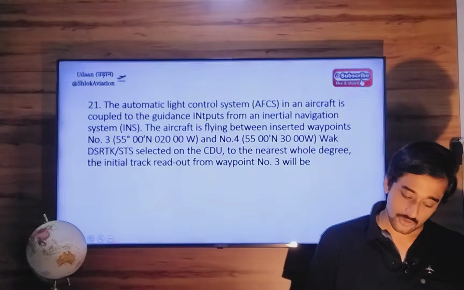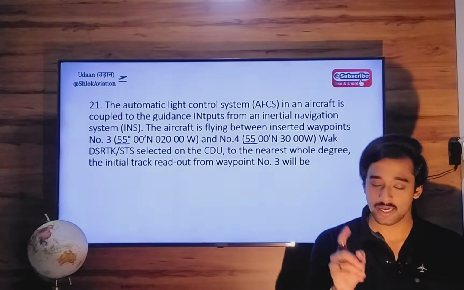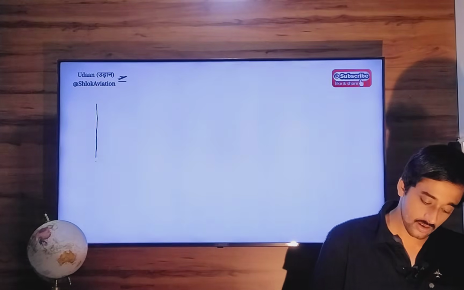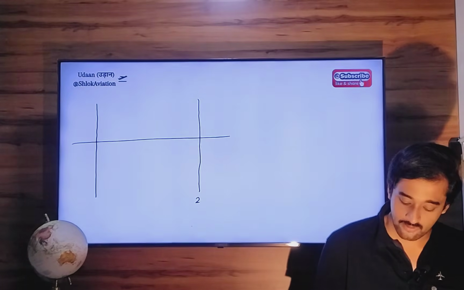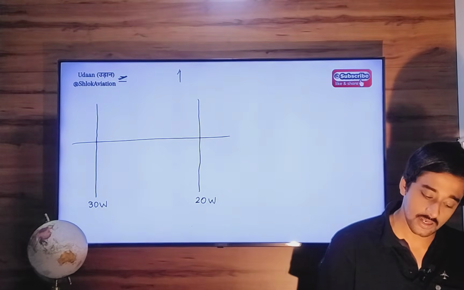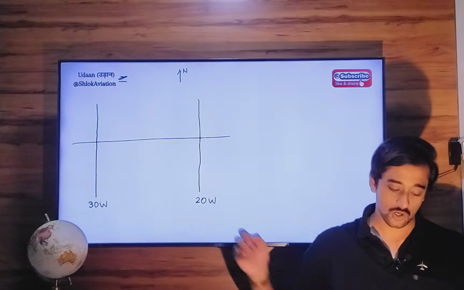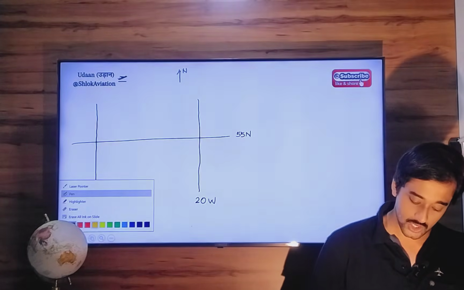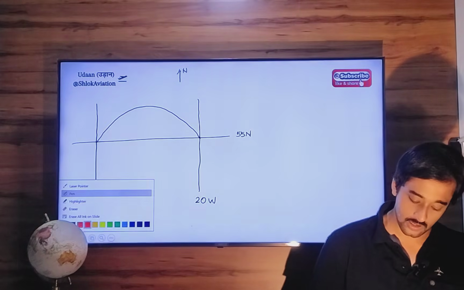Nothing else. So 55 north. Both positions are at 55 north, that means the same latitude. 20 west, 30 west. So considering this is your north direction, north pole, 20 west will be here, 30 will be to the west of it, and both are at 55 north. So the great circle track will be passing through the nearest north pole.